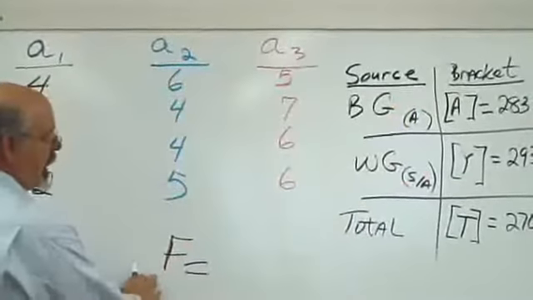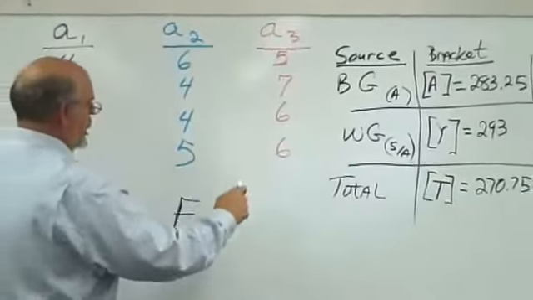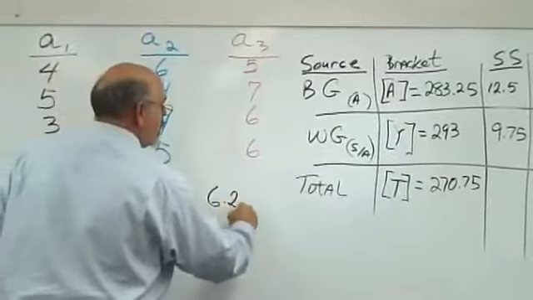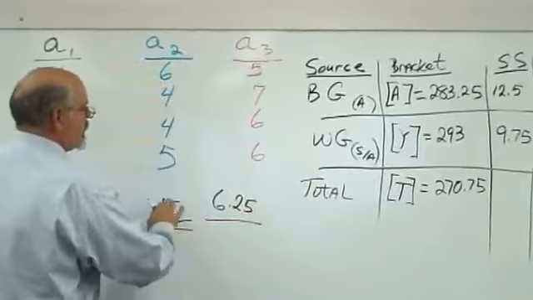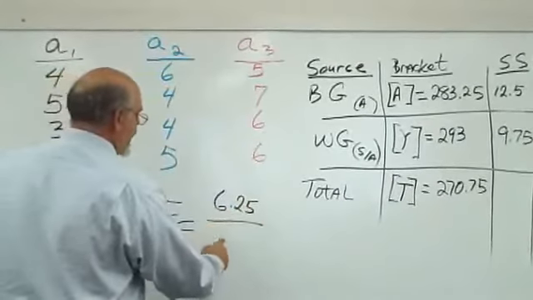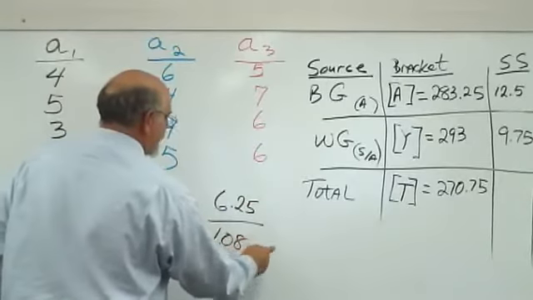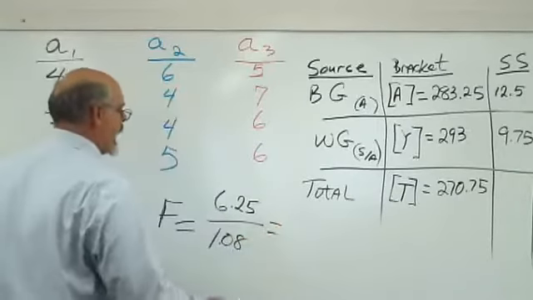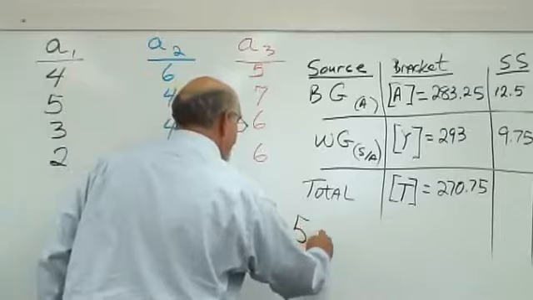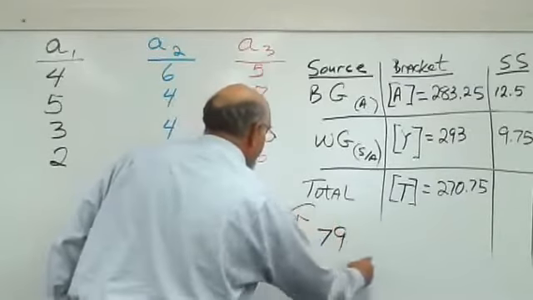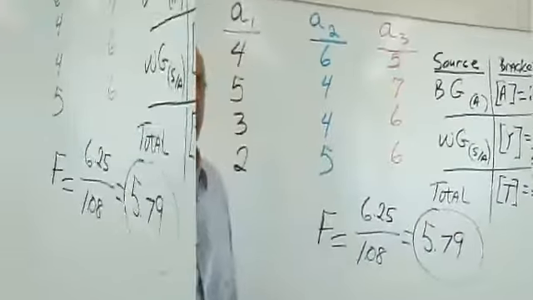So your F statistic is going to be 6.25, your between group, divided by your within group, 1.08. You divide that out, it looks like you get 5.79. That is your F statistic.